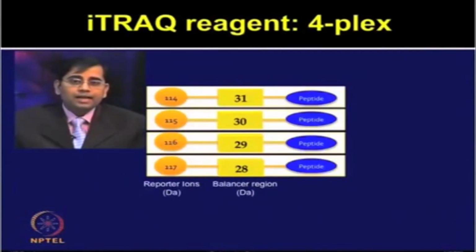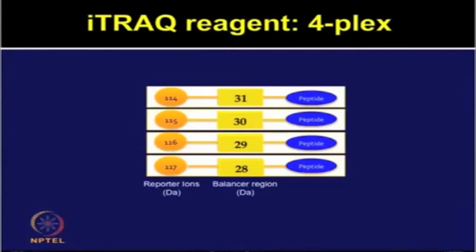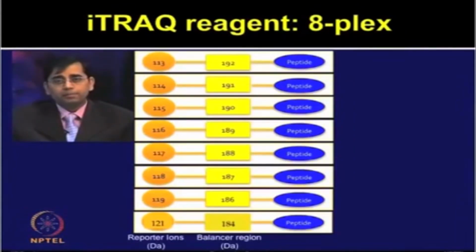The iTRAQ label is an isobaric tagging compound consisting of a reporter ion series. Here I have shown you the 4-plex iTRAQ reagent with 114 to 117 Dalton reporters and a balancer region of 191 to 188 Dalton, so that the total mass of the isobaric tag is 305. Now, let us look at the structure of the iTRAQ 8-plex reagent. In 8-plexing, the reporter ions have a variable mass from 113 to 120 Dalton, and the balancer region is from 185 to 192 Dalton, so that the total mass of the isobaric tag remains 305.